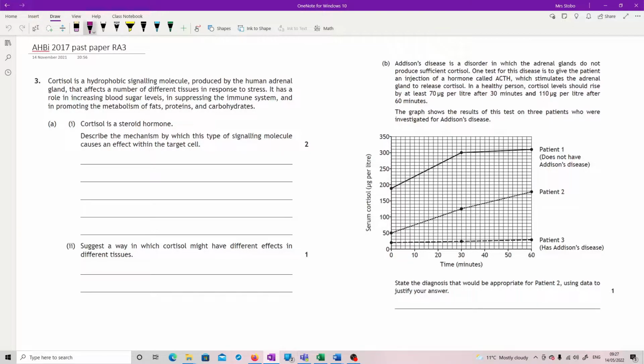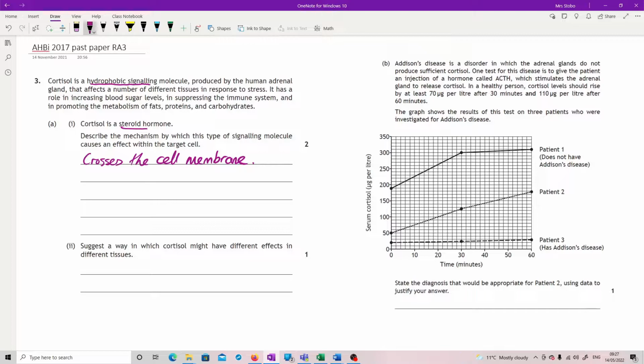Okay, so because it's told you it's a steroid hormone, and more importantly, I suppose up here, they're telling you it's hydrophobic. Even if they hadn't told you it was hydrophobic, the fact they told you it was steroid should have automatically said, well, that's hydrophobic. And what you know about hydrophobics is that they cross the cell membrane. Okay, so cortisol crosses the cell membrane, and that's your first stage.